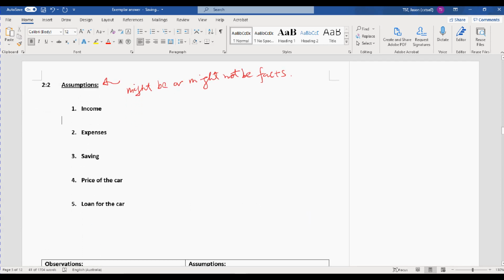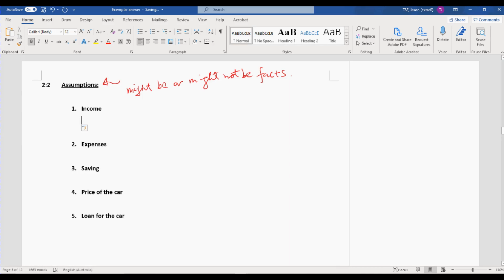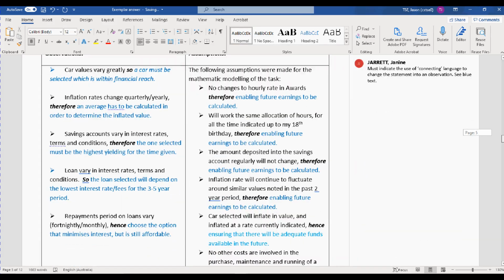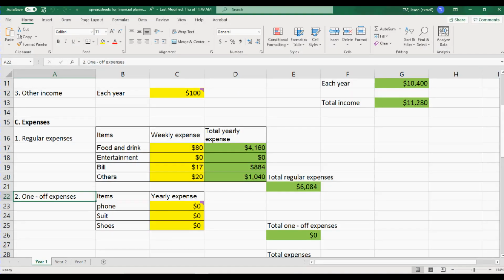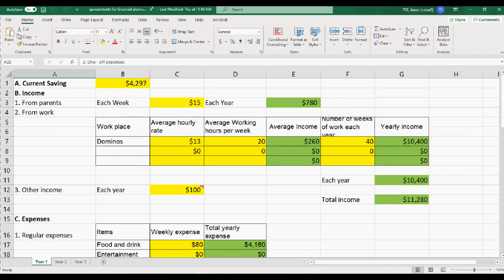Okay, so let's think about what's your assumption for the income, right? Let's see if there's any assumption for the income. Okay, no change to hourly rate in awards, therefore enabling future earnings to be calculated. All right, so these are for income. You might consider that. If that's not true, then you need to assume another scenario, right?